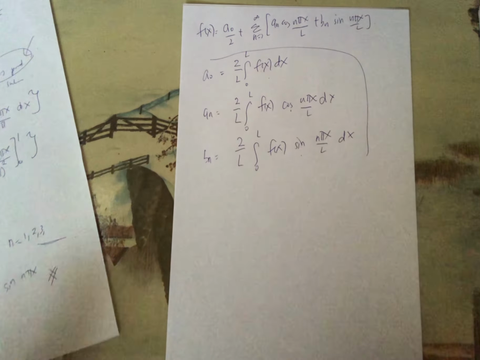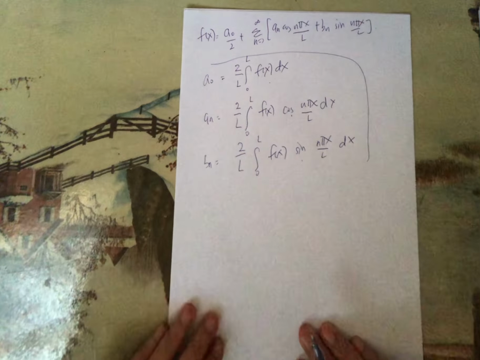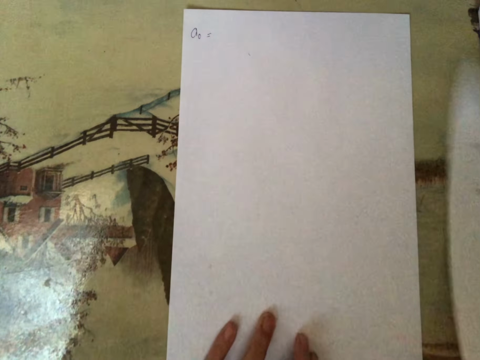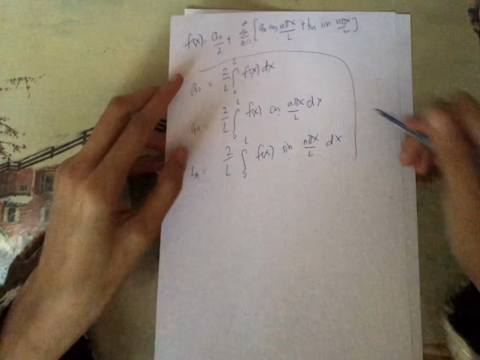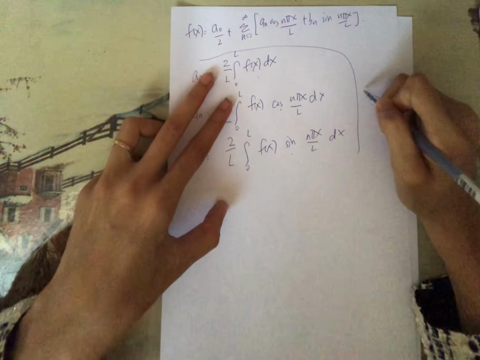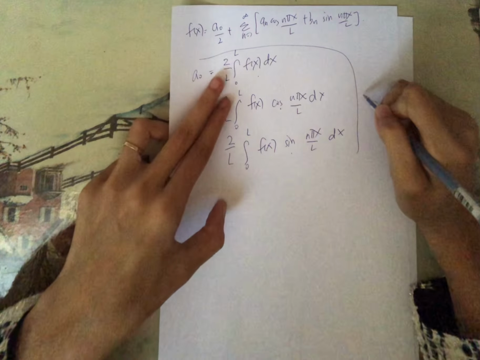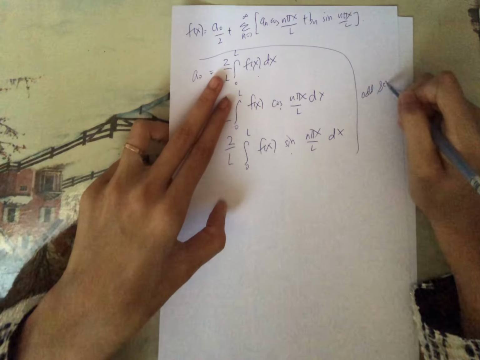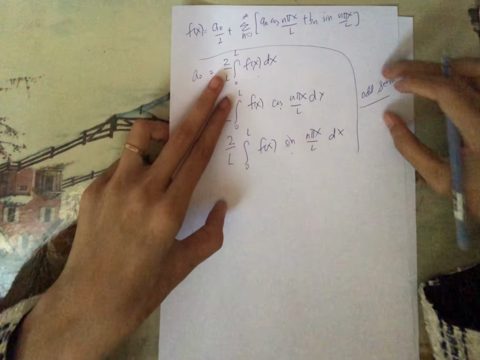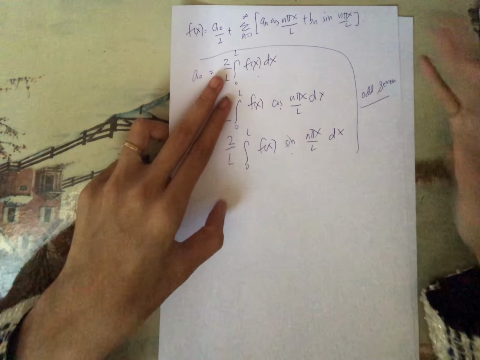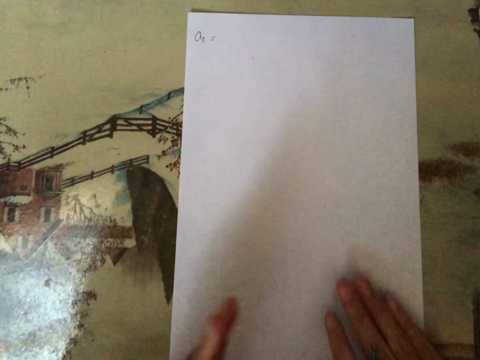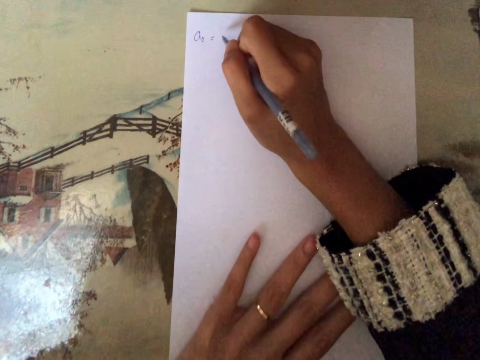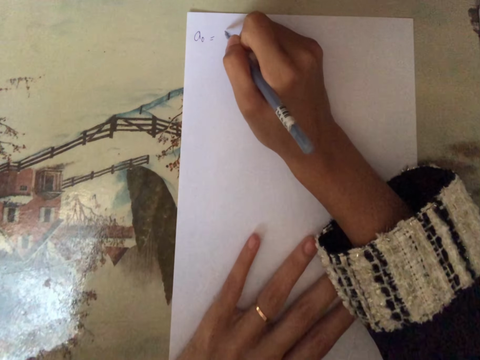Now we go back to the equation just now. We want to find a naught. This version with 2 over L you use if the function is odd or even, either one. But our example now is neither. So for neither, the formula becomes like this.